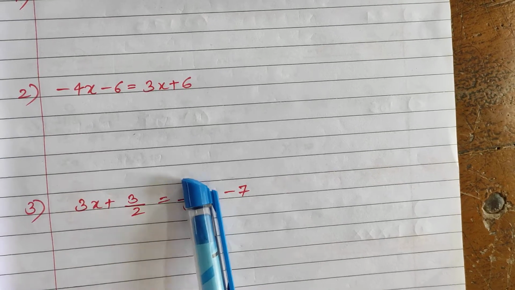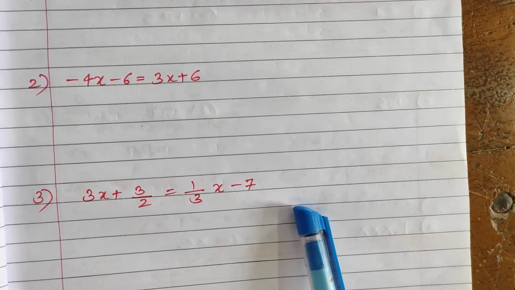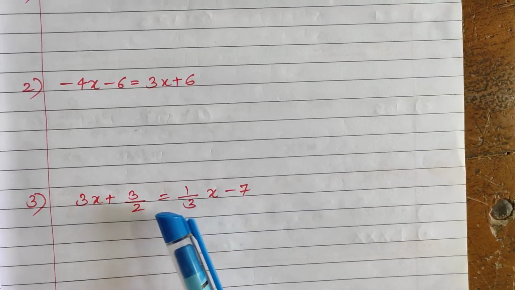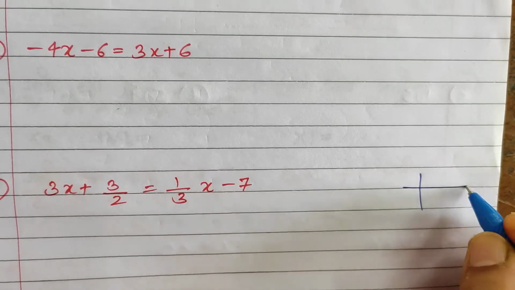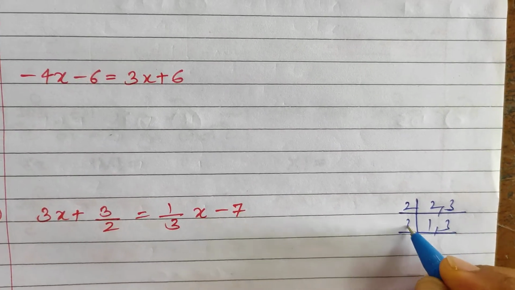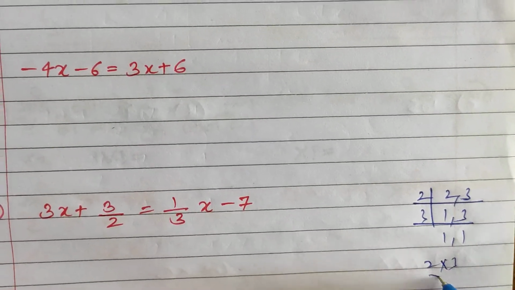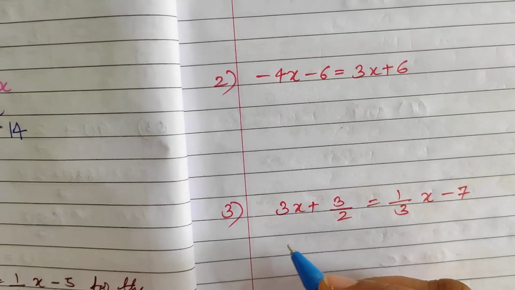It can't happen that we are multiplying the left hand side by 2 and the right hand side by 3. We have to multiply the whole equation by the same number, and that number will be the LCM of 2 and 3. You all know the LCM of 2 and 3, it's easy. You all know it's 6, isn't it? 2 into 3, it is 6. So we will be multiplying both sides by 6.